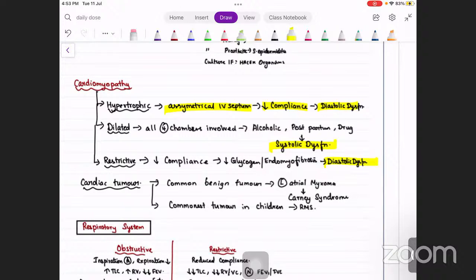Now, speaking about the cardiac tumor, the most common cardiac benign tumor is left atrial myxoma. Most common cardiac tumor is your left atrial myxoma, which is associated with the Carney syndrome. And the commonest tumor in children is rhabdomyoma.